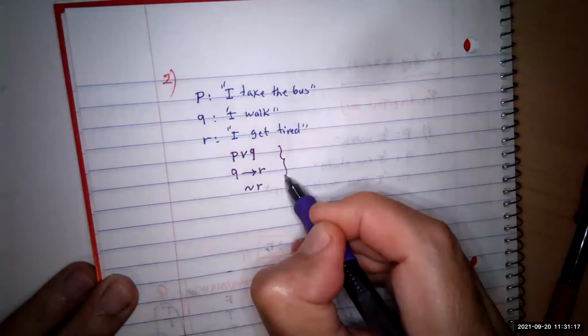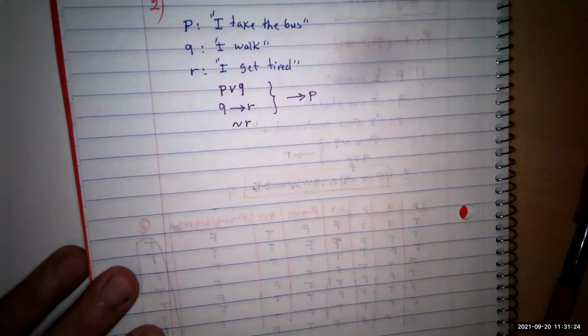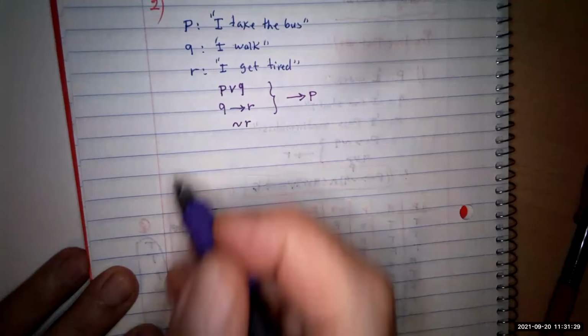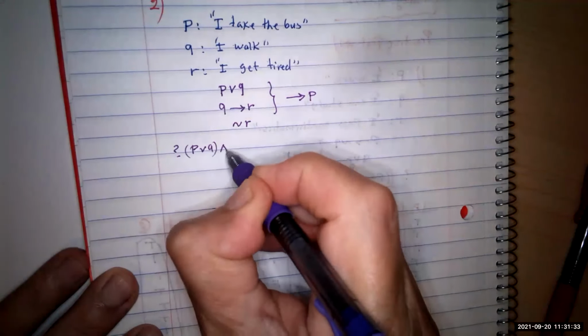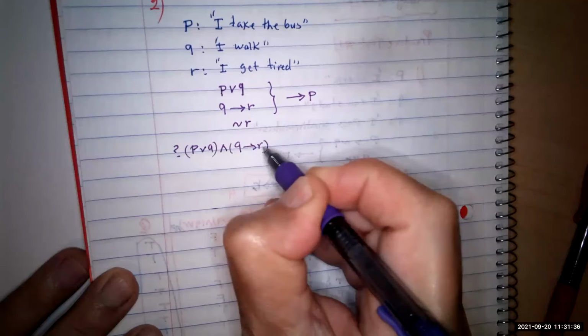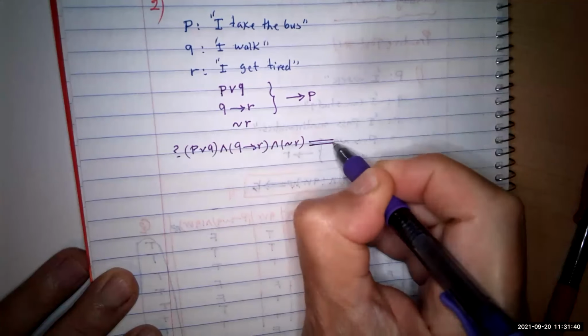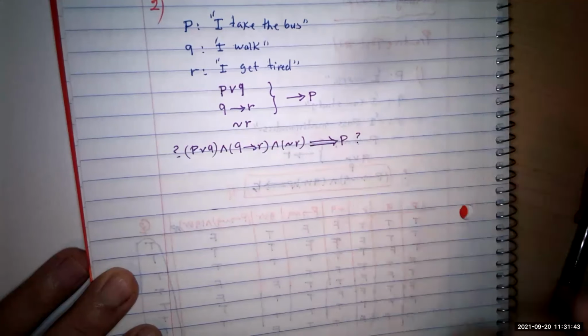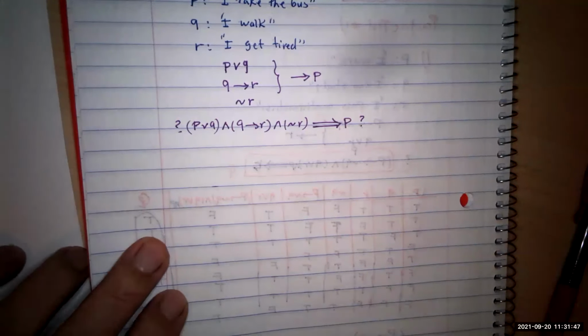Okay, therefore I take the bus. I take the bus would be P. Okay, that's the implication they're going to have. Again, you see that's the best candidate for the shortcut, but what you have to prove is this one: if P or Q, that's safe, is proof, and not R implies P, as a tautology, if you like.